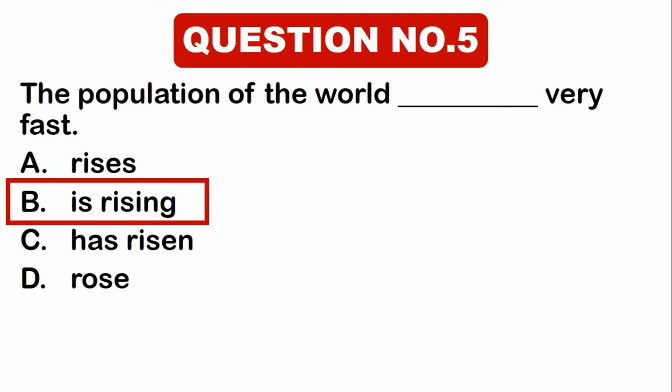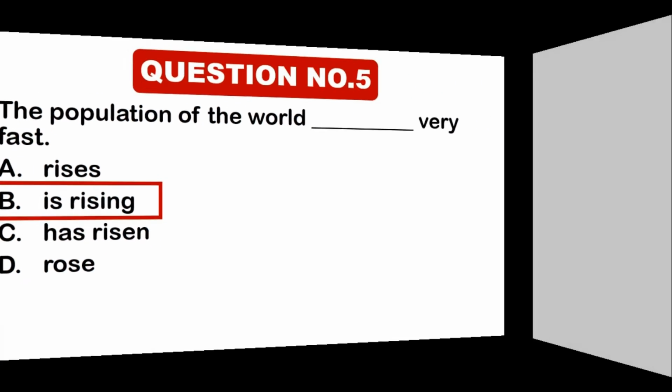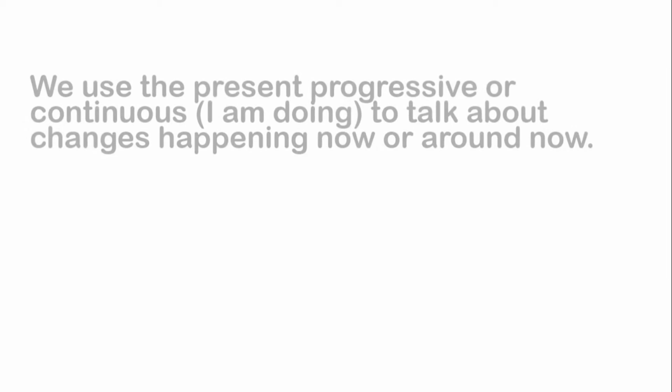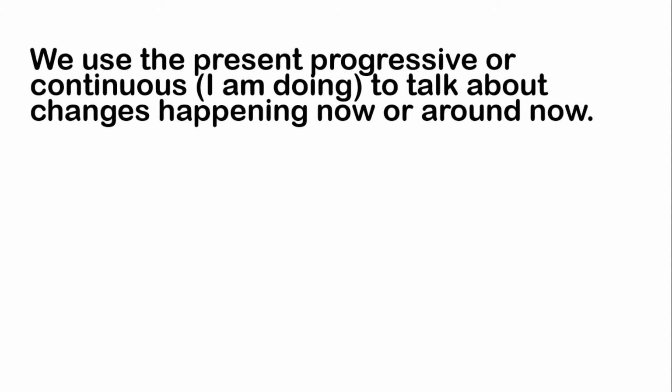The structure is be verb, is, plus verb-ing, rising. So is rising. Be verb plus verb-ing. So we say, I am doing. She is sleeping. We are dancing. We use the present progressive or continuous, I am doing something, to talk about changes happening now or around now.